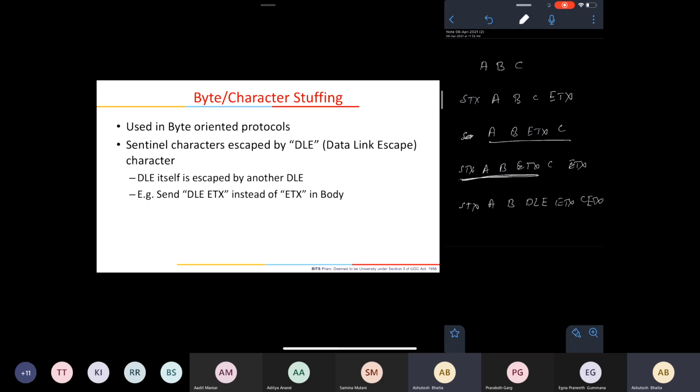Now at the receiver side, whenever the receiver receives DLE and ETX, it will basically remove the DLE, and so ETX is escaped by the DLE, and this is how you can solve this problem. But what about if the message is this: A B DLE C? Then what?